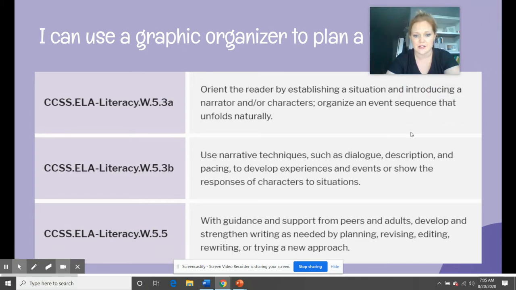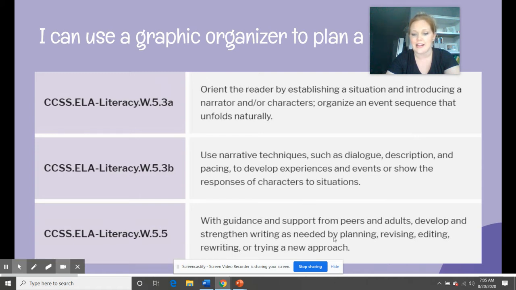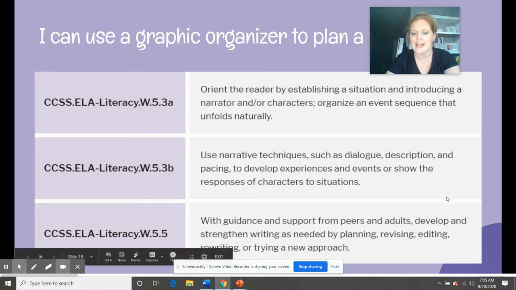Here are your standards. These are the same standards as the other day. I believe with guidance and support from peers and adults, develop and strengthen writing as needed by planning, revising, editing, rewriting, and trying a new approach. And that's today's focus.